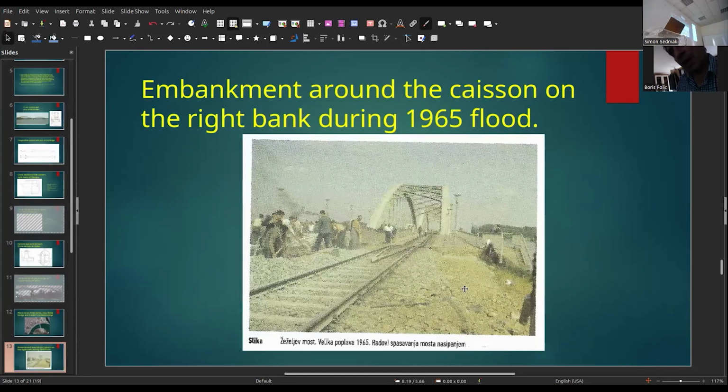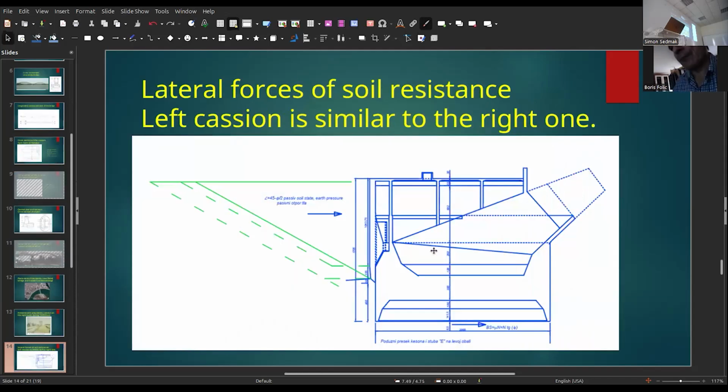This is the embankment around the caisson of the right bank during the 1965 flood. This is a riprap, and this is the little arch. The lateral force in soil resistance of the left caisson is similar to the right one.